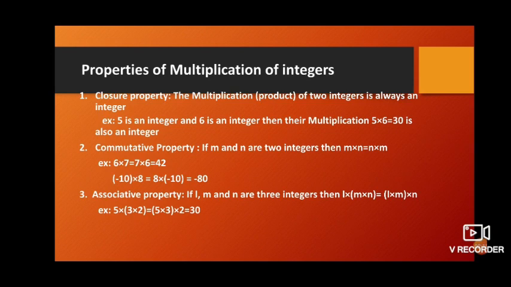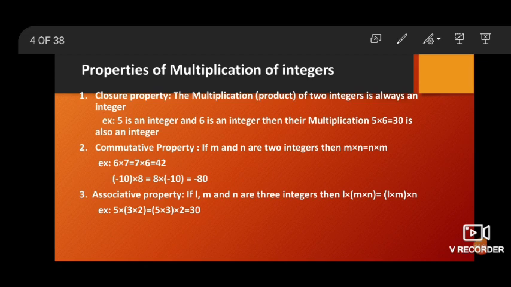Next, properties of multiplication of integers. The first property is the closure property. What is meant by closure property? If we multiply two integers, we again have to get an integer as a result. Is it satisfied by the integers? Yes children, it is satisfied by the integers. If you multiply any two integers, you will get an integer as a result. For example, 5 is an integer and 6 is also an integer. If we multiply the two, 5 into 6 is 30, which is also an integer.